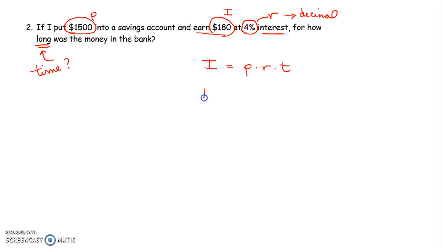So in place of I, I'm going to put 180. In place of principal, my original amount, that's $1,500. In place of rate, if you have 4%, percent's always out of 100, so that's 4 out of 100. 4 divided by 100, or 4 hundredths, is 0.04. And I don't know the time. I don't know how many years, so I'll just leave that.